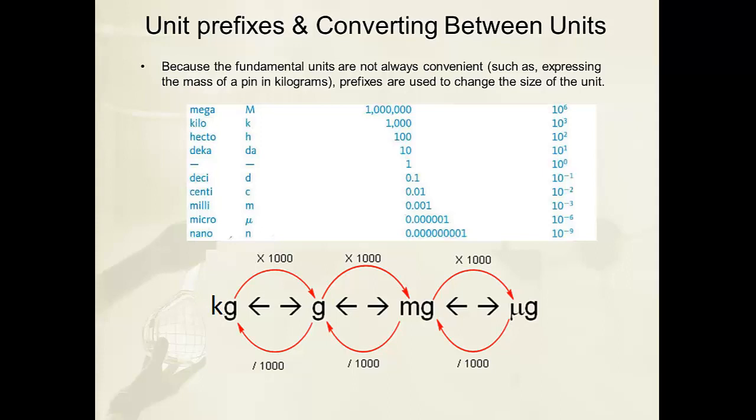All right. So I mentioned unit prefixes on the previous slide when we were looking at the kilogram. So there's different prefixes that we'll use as well as we go through. So because the fundamental units are not always convenient, okay, so you're not going to express the mass of a pin in kilograms, for example, we need to use prefixes to change the size of the unit. Okay, and this is something that you might like to commit to memory. So you're not going to get a guide for how to do these conversions in an exam situation.